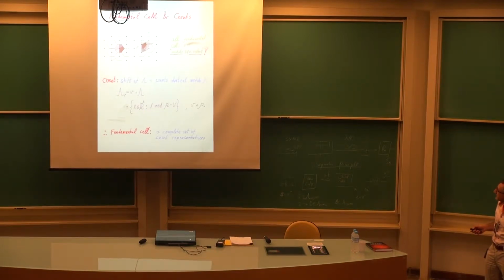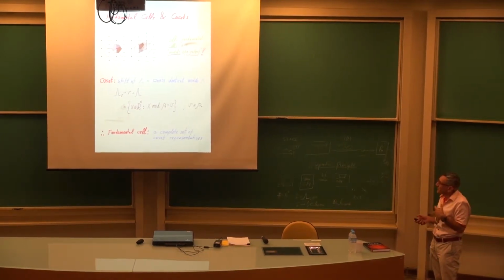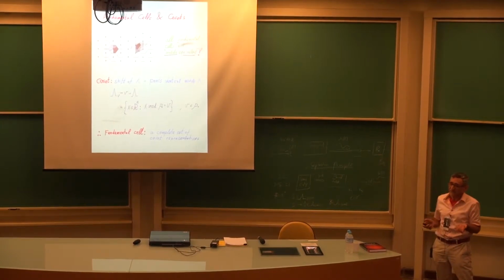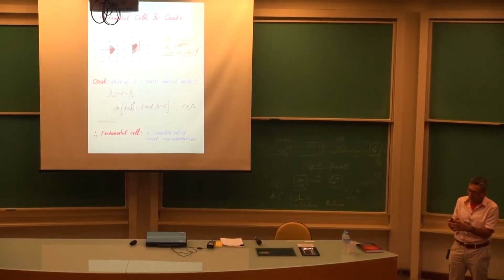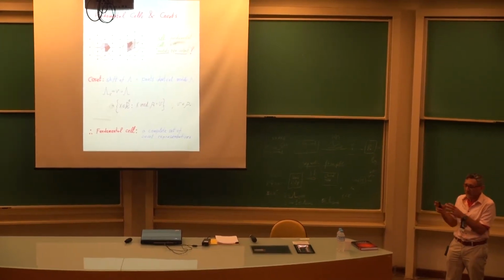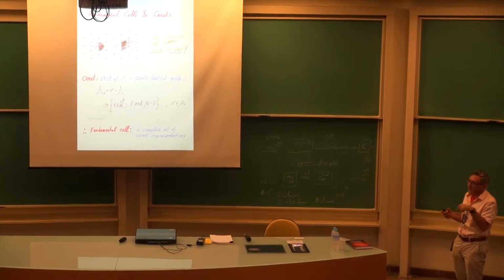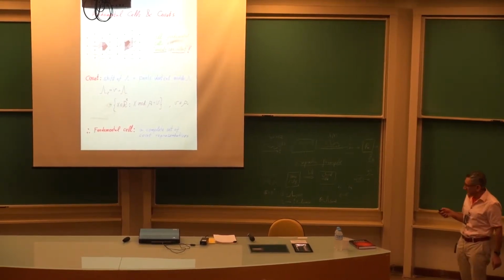And there is the notion of a coset, which means the shift of a lattice by some point. And it turns out that the fundamental cell has the nice property that it is a complete set of coset representatives. So for any given fundamental cell, we can say that every coset of a lattice has one unique point inside the fundamental cell.